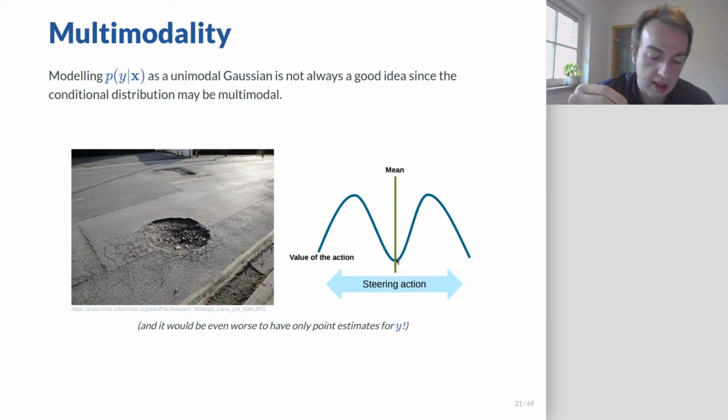The reason is that your model assumptions are wrong. The fact that you would have assumed a unimodal distribution for the value of the action would not be appropriate given the actual nature of the value of the action. So there are plenty of cases where what you would like is to put more capacity in the conditional distribution that you assume for p(y given x).